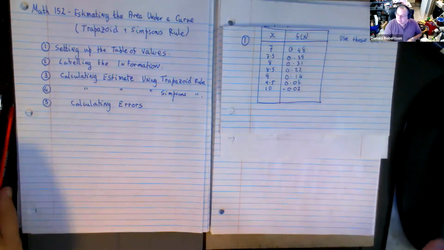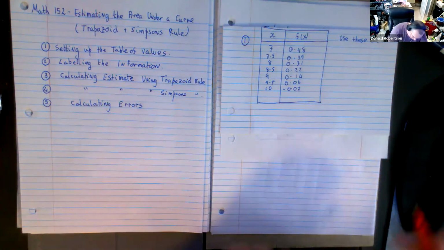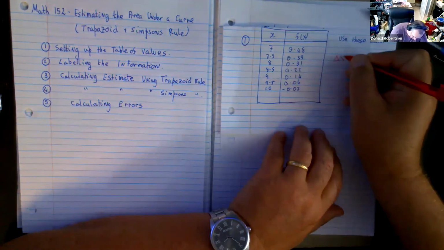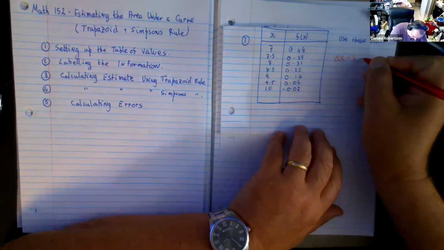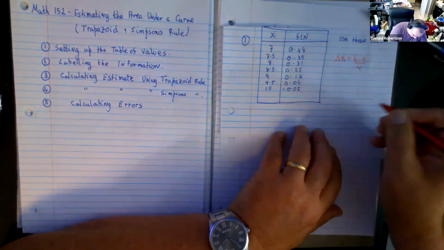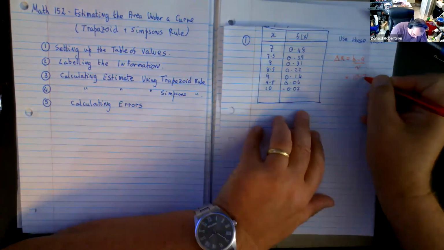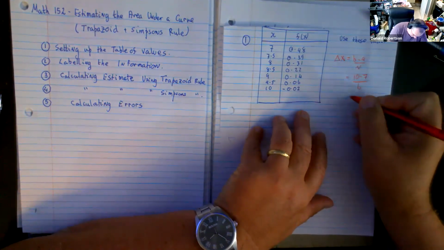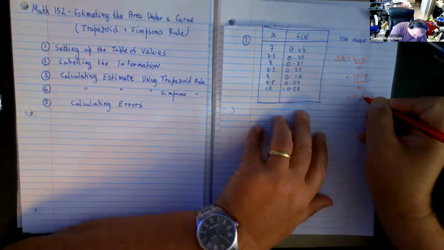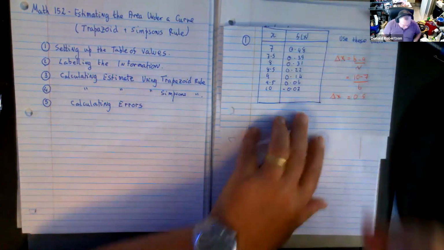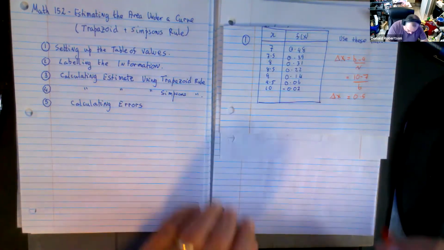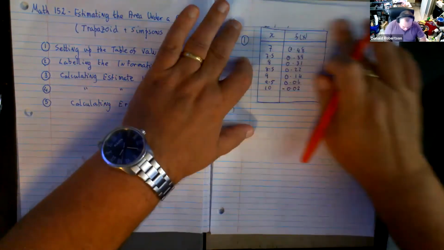So far, so good. Now I'm going to put over here information we already know, but I want it in the same piece of paper. Remember how we got delta x? In this case, it's going to be 10 take away 7 over 6 strips, and that ends up being 0.5, right? So for my values, that's it.